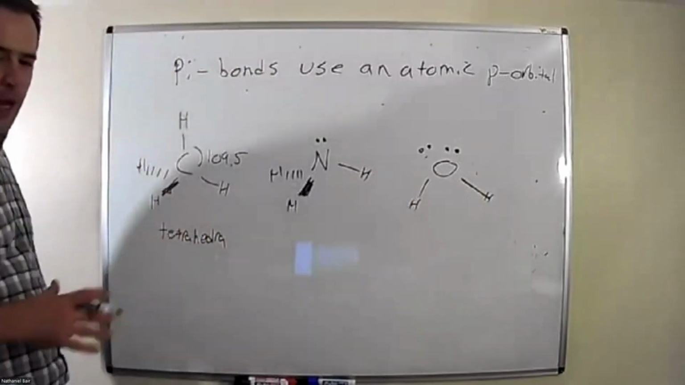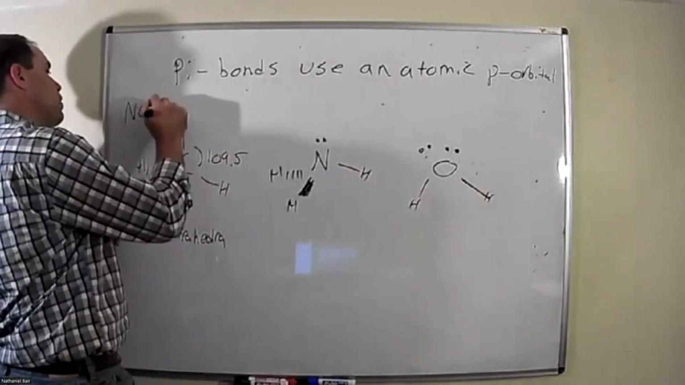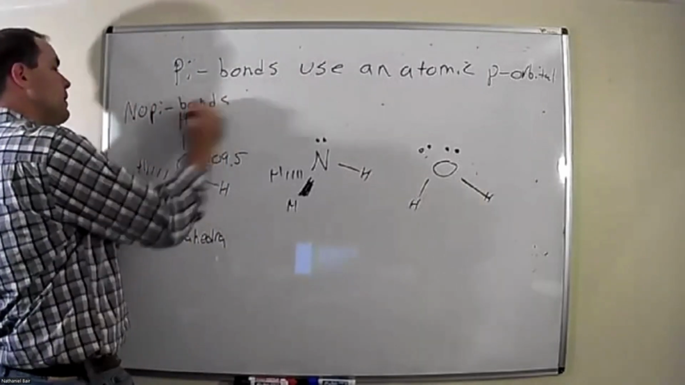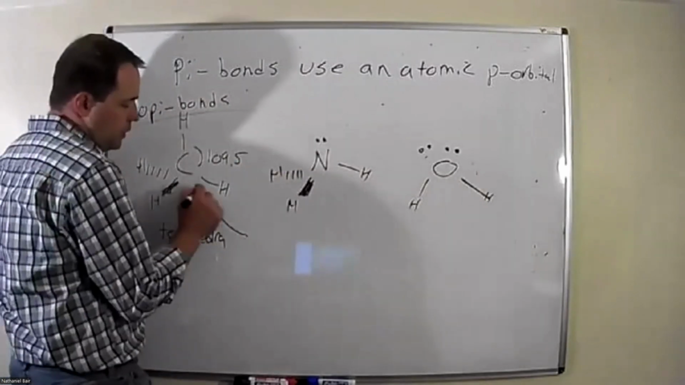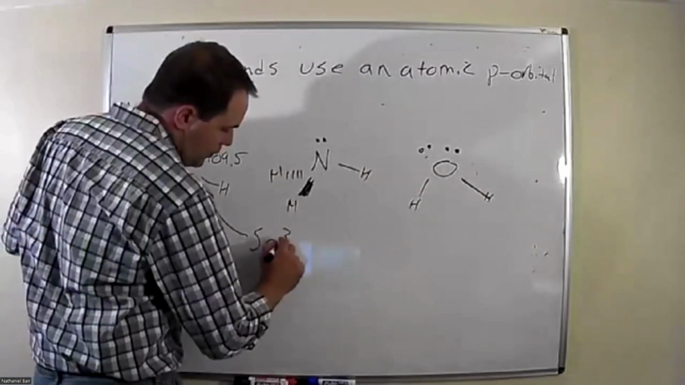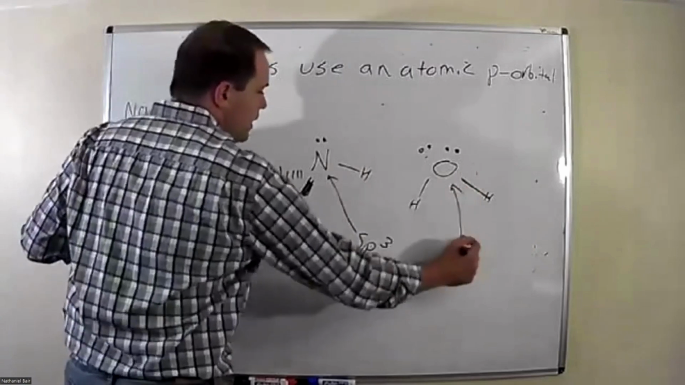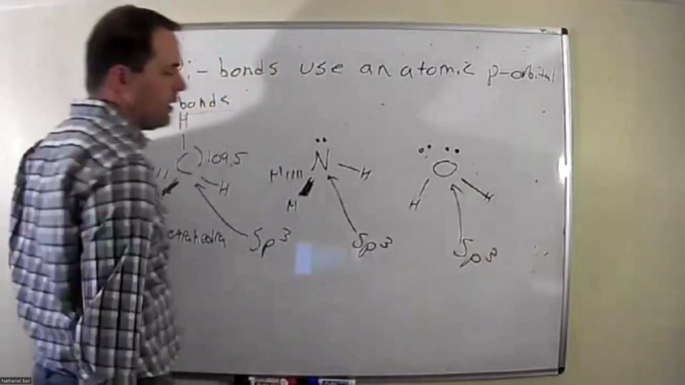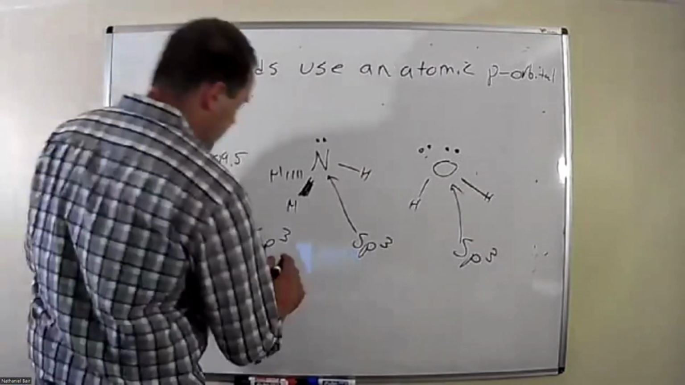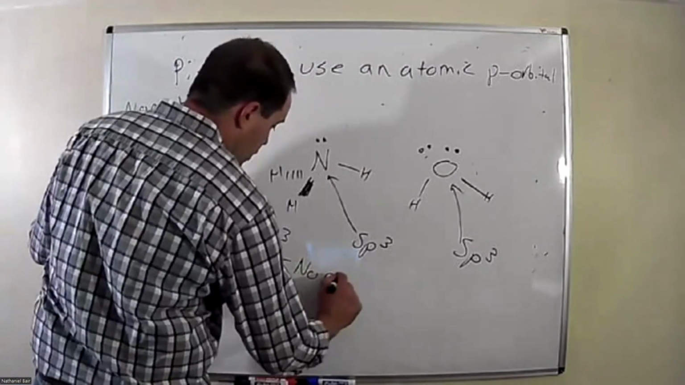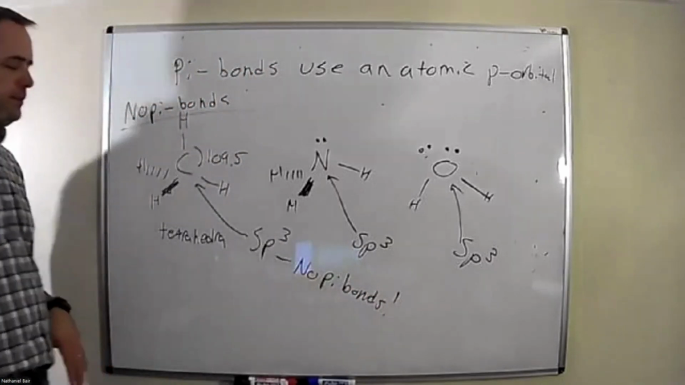If a molecule has no pi bonds, so these guys have no pi bonds, then that central atom is going to be what's called sp3 hybridized. I'll explain what that means. So sp3 hybridization means no pi bonds on that atom.